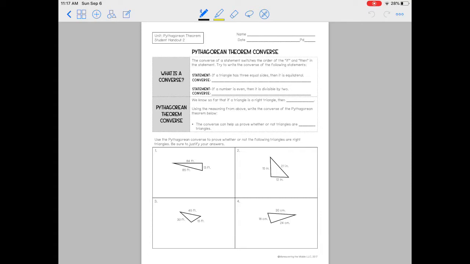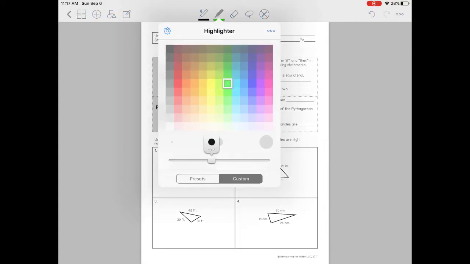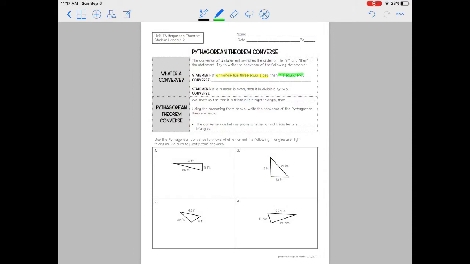So the statement says, if a triangle has 3 equal sides, then it is equilateral. So we have a triangle, a triangle has 3 equal sides, okay? So that's part of it. And then it is equilateral is the second part. So we need to write the converse.